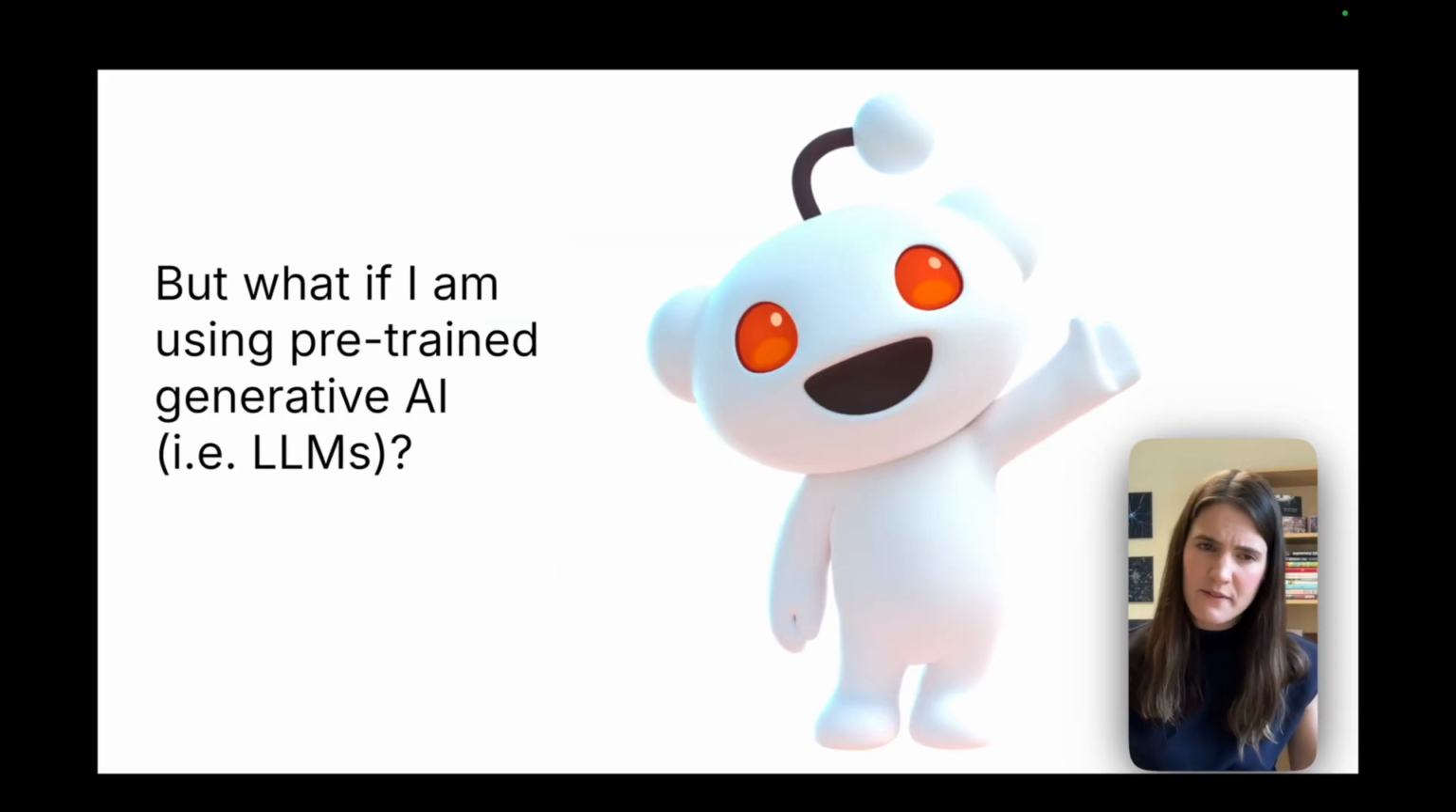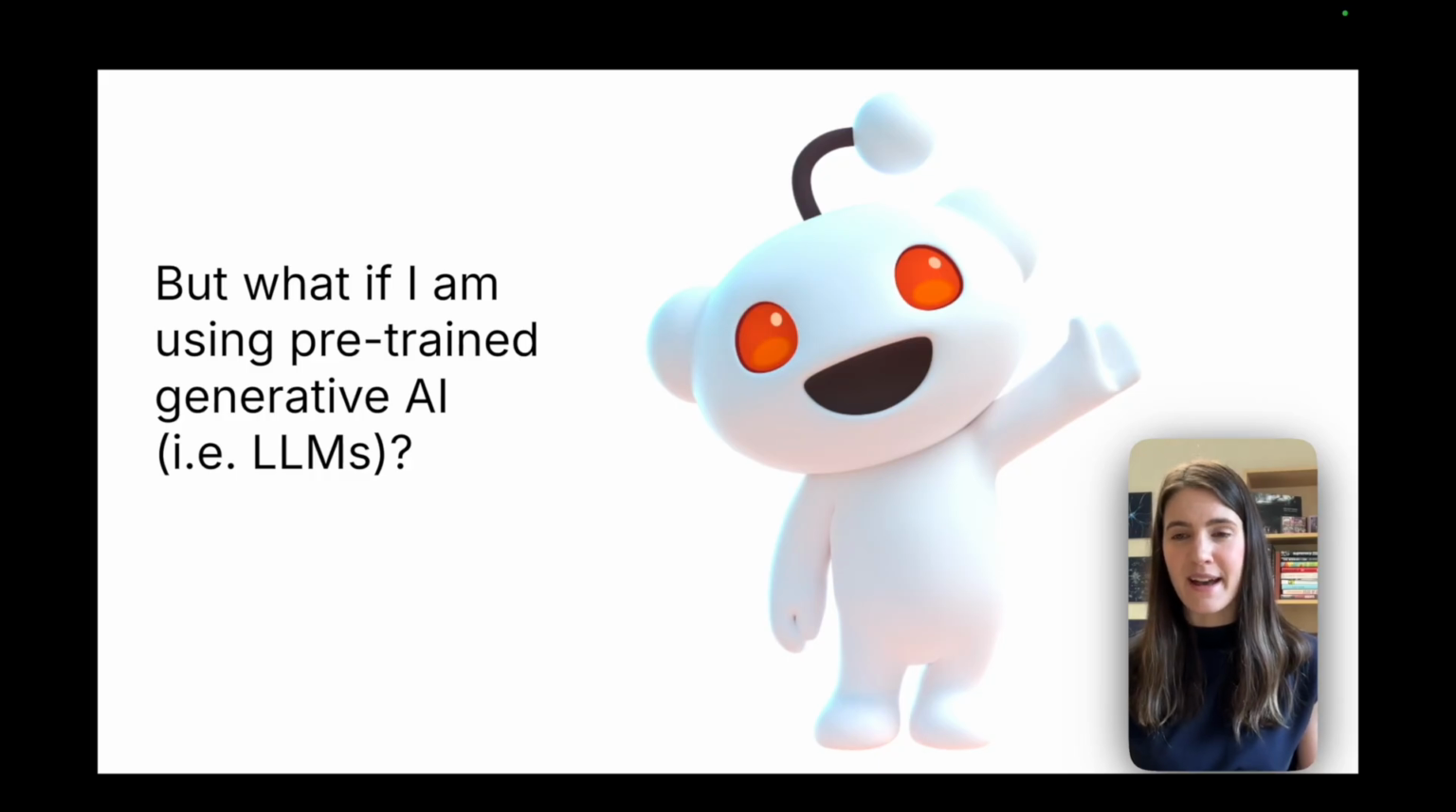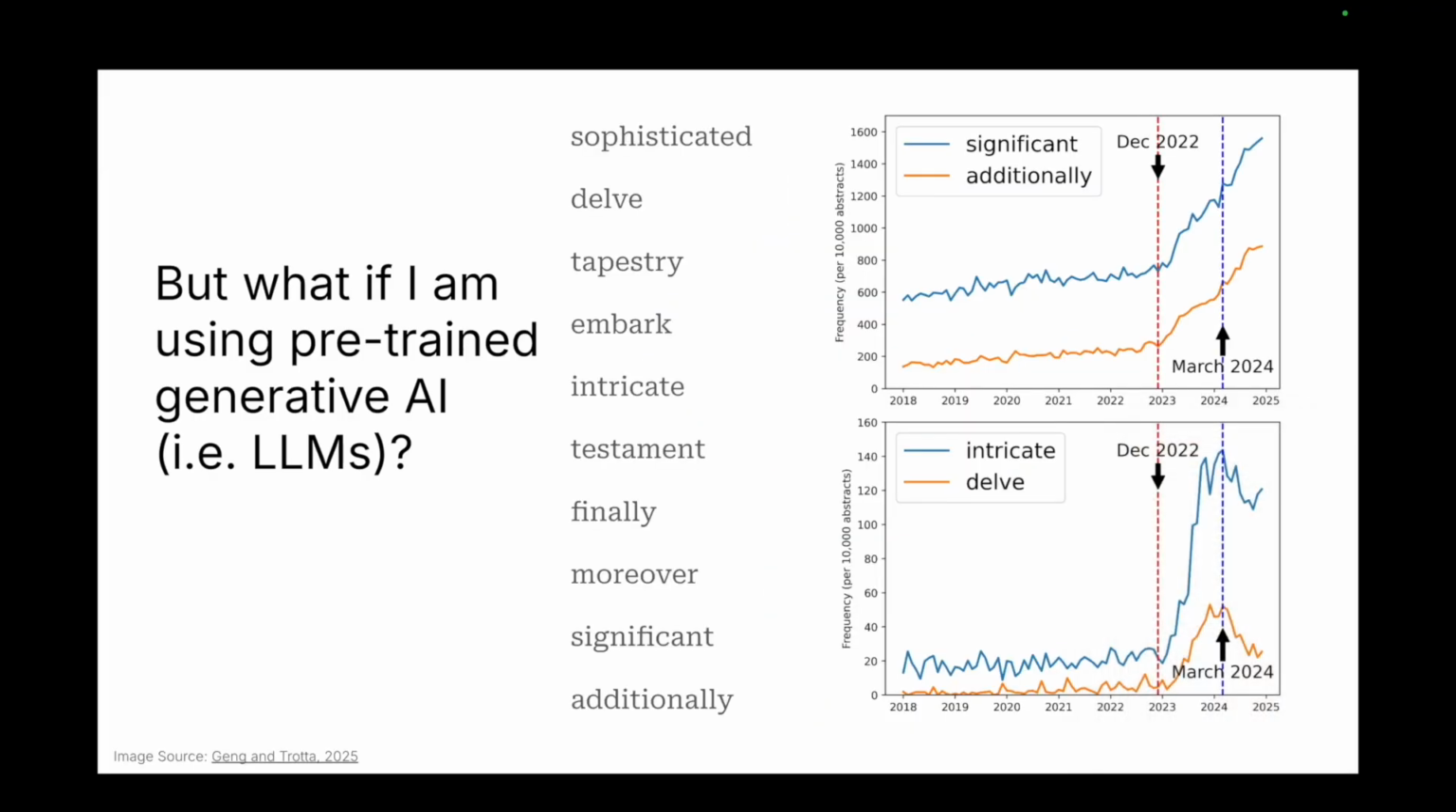Now you might ask the question, but what if I'm using pre-trained generative AI, like large language models? What then? Well, I'm here to tell you that unfortunately, a lot of the data used to train that comes from the internet. And the internet isn't necessarily the least biased place. Think Reddit. Reddit data has been used to train large language models. And there was a paper that came out just this year in 2025 that actually looked at the usage of words in academic abstracts. And so they looked at academic abstracts and looked at specific word use.